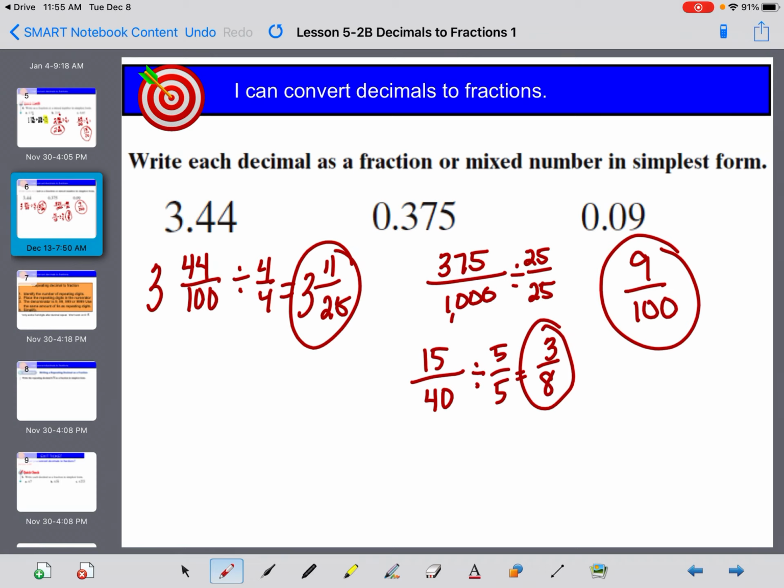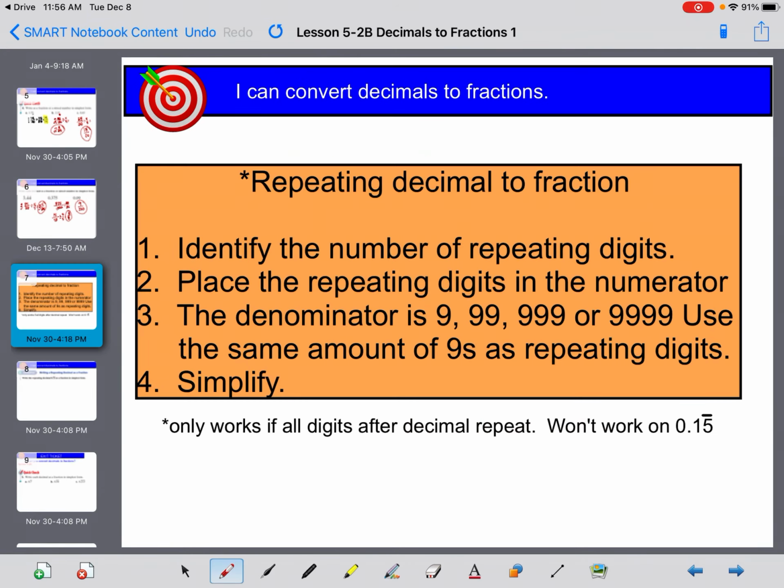Now, we're not done with the lesson. In fact, much of this you already knew from 6th grade, and this is just review. Here's something new for 7th grade. What if you have a repeating decimal? If you have a repeating decimal and you are asked to convert it into a fraction, you will follow these steps. These are in your notes.